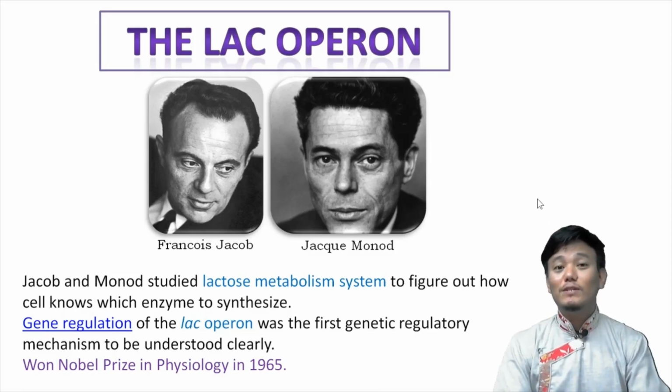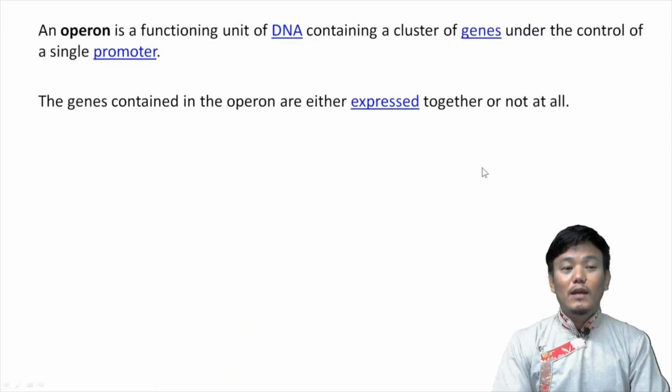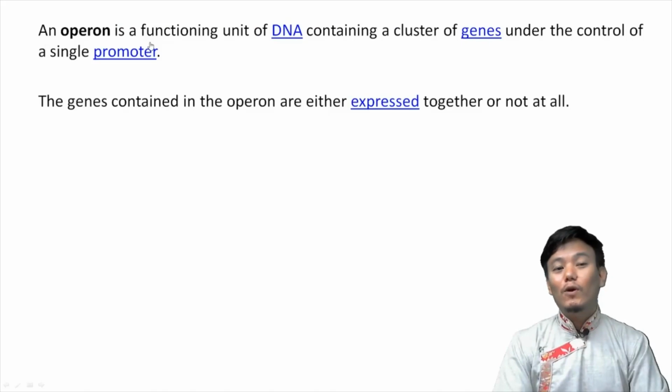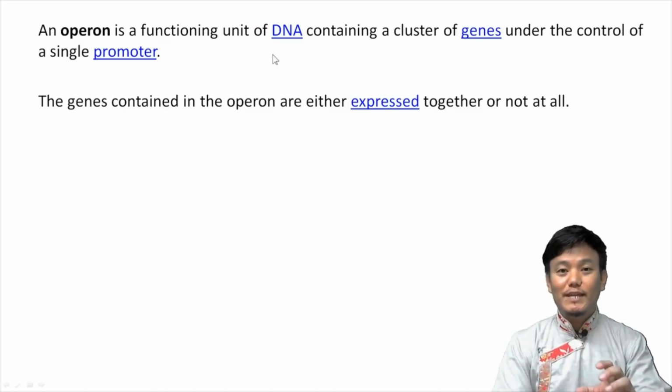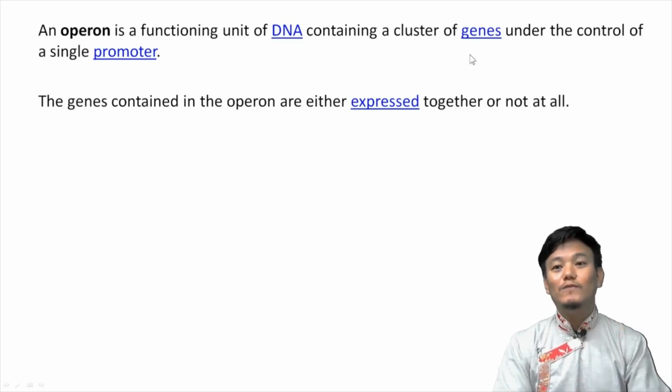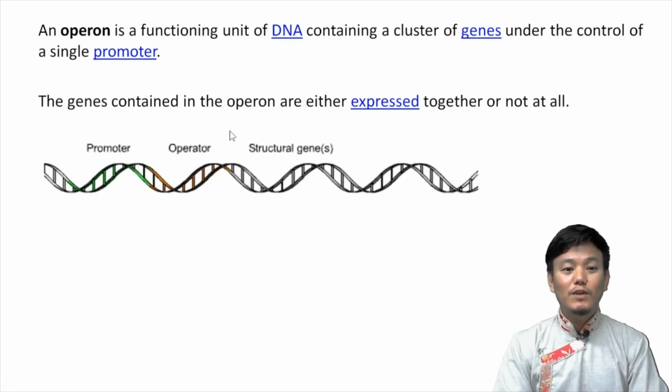Now let us try to understand what the lac-operon is. What is the thing that they tried to explain? An operon, first of all, is defined as a functioning unit of DNA containing a cluster of genes under the control of a single promoter. Right. Over here you can see an operon. So this is an operon, just like the transcriptional unit.